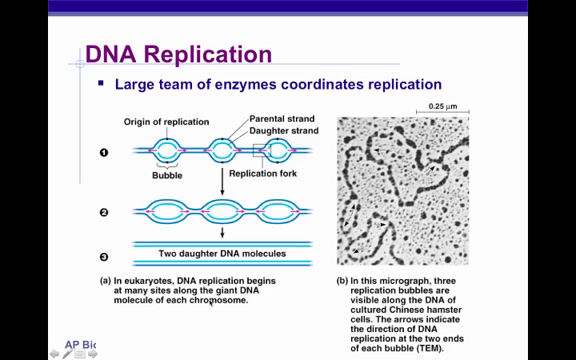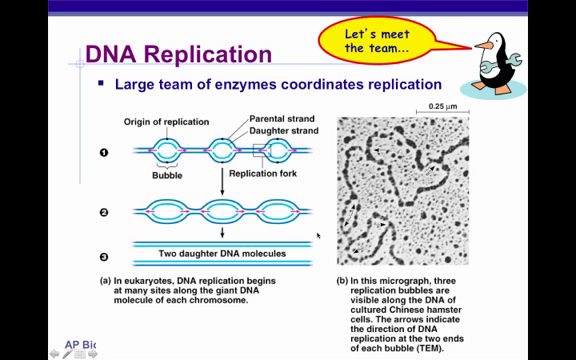So if we read this down here, in eukaryotes, DNA replication begins at many sites along the giant DNA molecule of each chromosome. In this micrograph, 3 replication bubbles are visible along the DNA of cultured Chinese hamster cells. The arrows indicate the direction of DNA replication at the 2 ends of each bubble. So here's one replication bubble, here's a second, and then here's a larger third one. So let's go ahead and see all of these different enzymes.